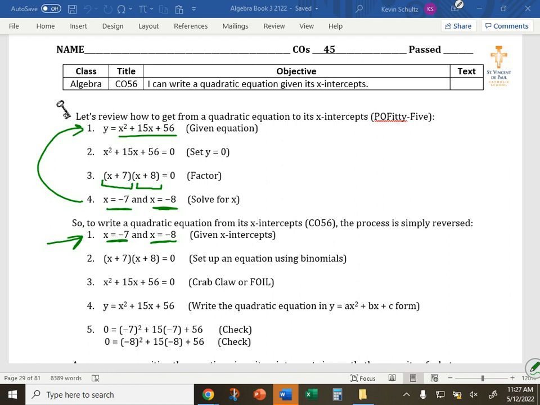If an x-intercept is -7, that means it came from the expression x plus 7, right? Because -7 is the value that would make that equal 0. Okay? If an x-intercept is -8, that means it would have come from the expression x plus 8, because -8 is the value for x that would have made that equal 0. You see how this is exactly the opposite of yesterday?